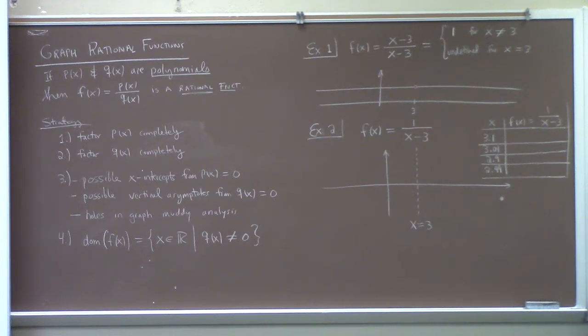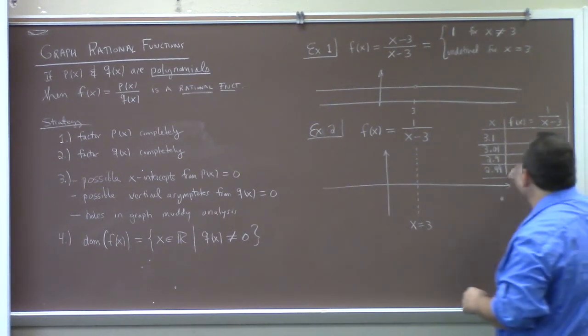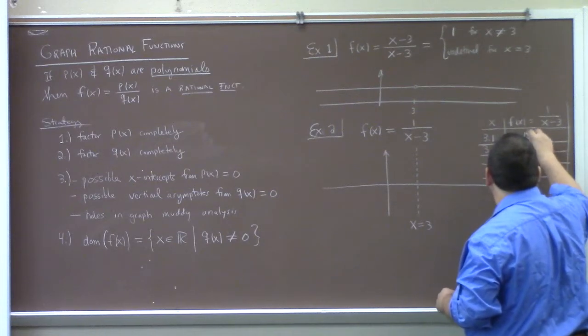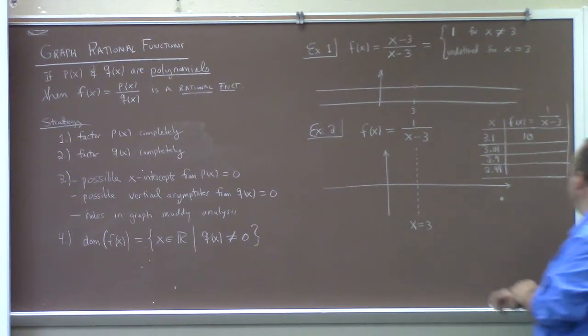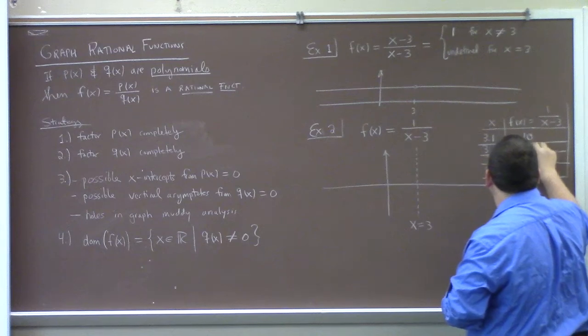What's 3.1 minus 3? It's 0.1. What's 1 over 0.1? 10, right? So the next one is 1 over 0.01. What's 1 over 0.01? That's 100, right? So you can see where it's going.